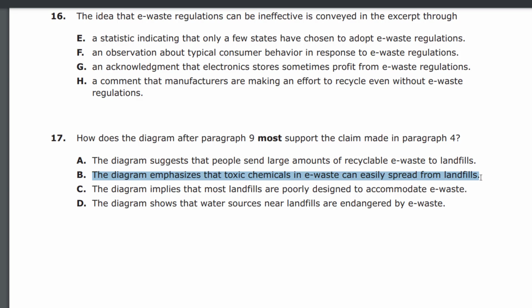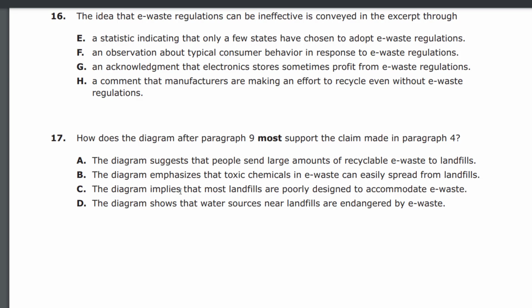There are arrows going everywhere from outside the landfill, to the air, to the ground, to under the water, to the actual surface water, everywhere. That was the right idea. What do the other answer choices say? B, the diagram suggests that people send large amounts of recyclable e-waste to landfills. No. The passage might, but the diagram says nothing about how much of the waste goes to landfills. That simply was not in the picture.